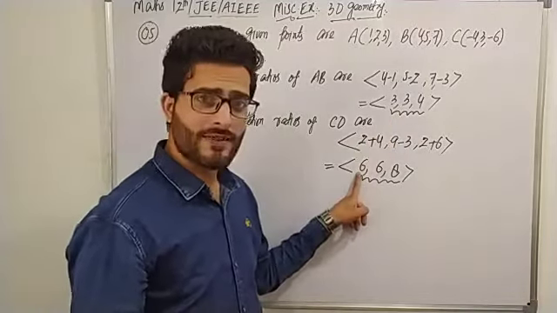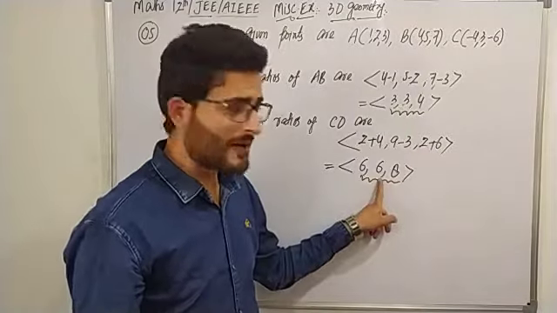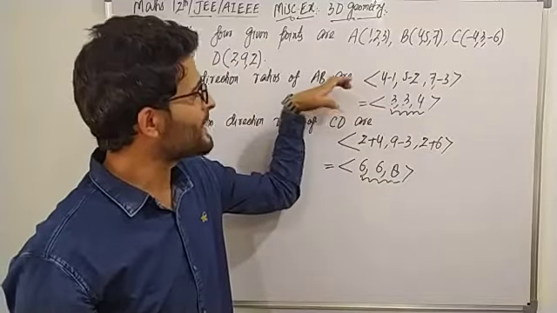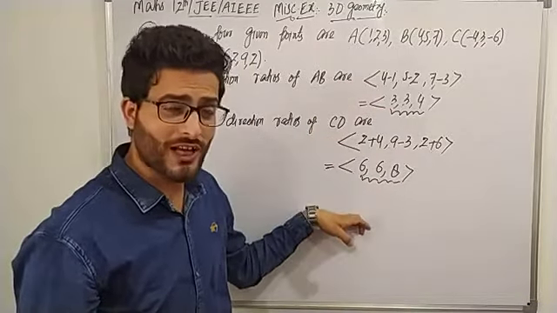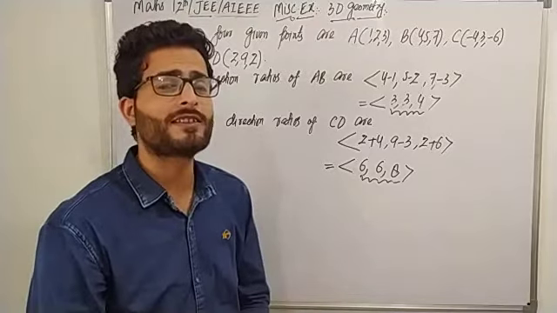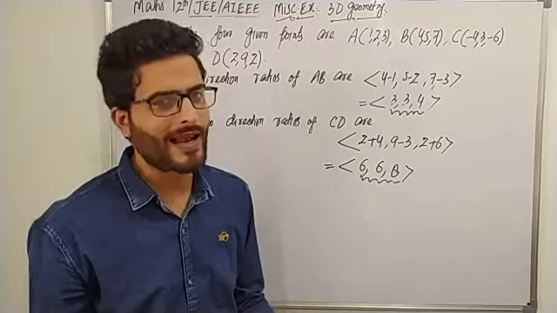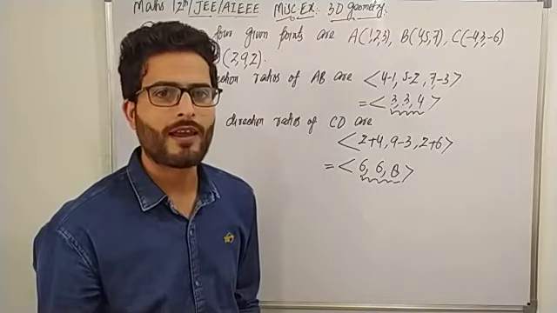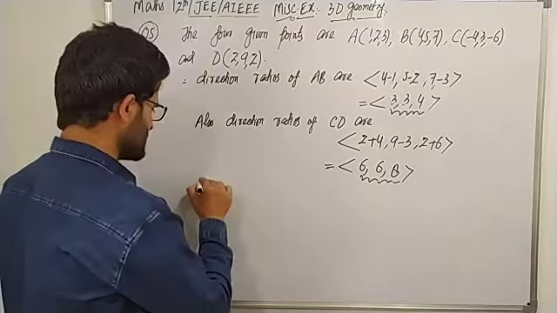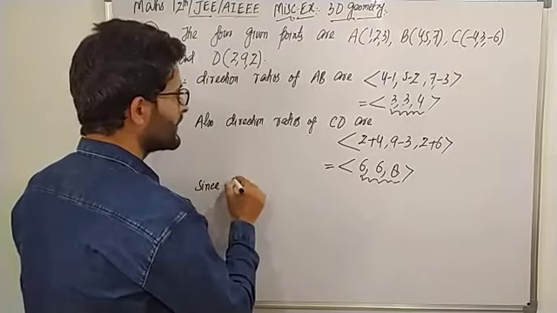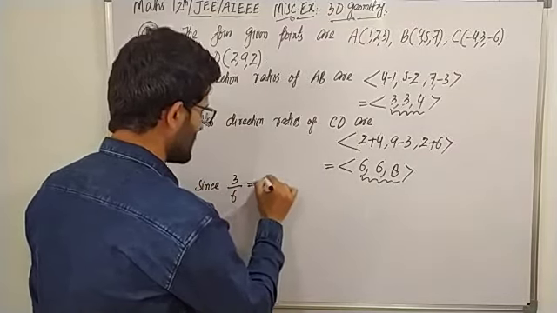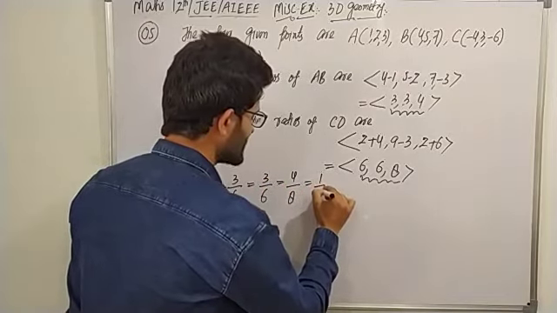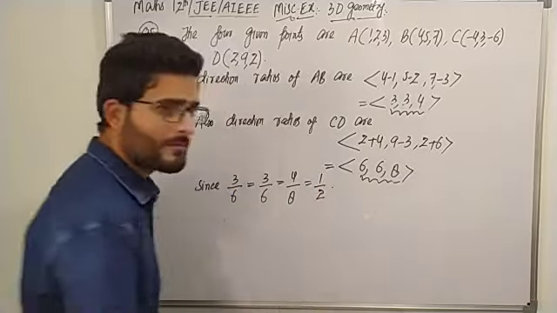3 divided by 6, 1 by 2. 3 divided by 6, 1 by 2. 4 divided by 8, 1 by 2. Means the direction ratios of AB and CD are proportional. And when the direction ratios of AB and CD are proportional, they must be parallel. When they are parallel, the angle between them is either 0 or pi. Is that clear? So since 3 divided by 6 is equal to 3 divided by 6 is equal to 4 divided by 8, and that's equal to the common ratio 1 divided by 2.